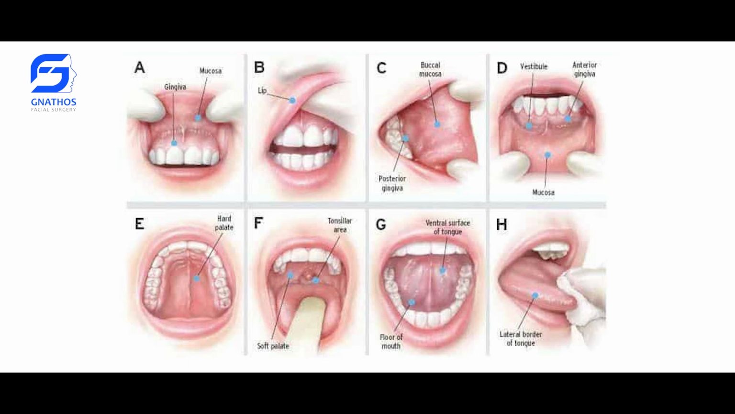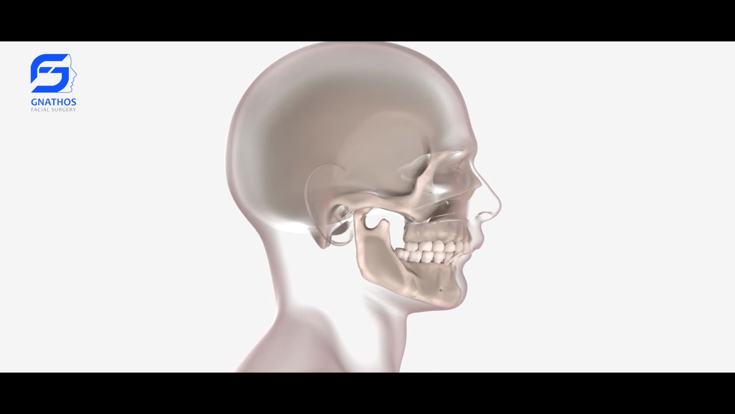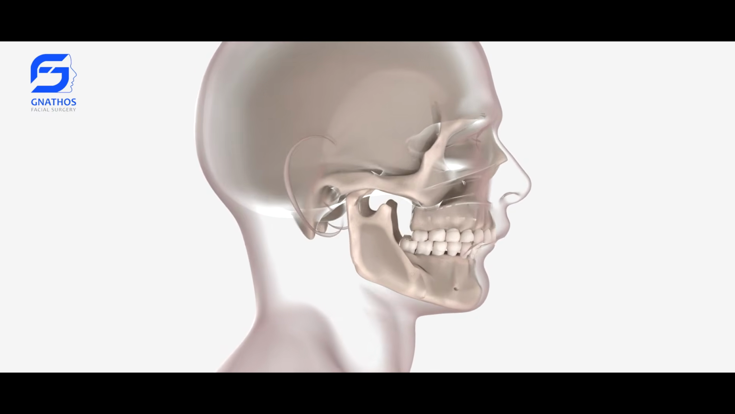Broadly, we classify these defects into two types. One, soft tissue defects, that is the cheek, tongue, lip, floor of the mouth. Second is a hard tissue defect, that is your jawbone, lower jaw or upper jaw. So how do we manage these patients?